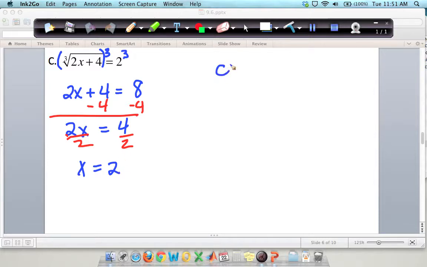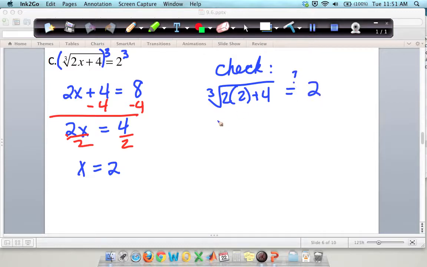I'm going to go ahead and check. It's also a good way just to make sure you solved correctly. So the cubed root of 2 times 2 plus 4, this should equal 2. This is 4 plus 4, which is 8. So I have the cubed root of 8, which is 2. So this checks. This is my solution.